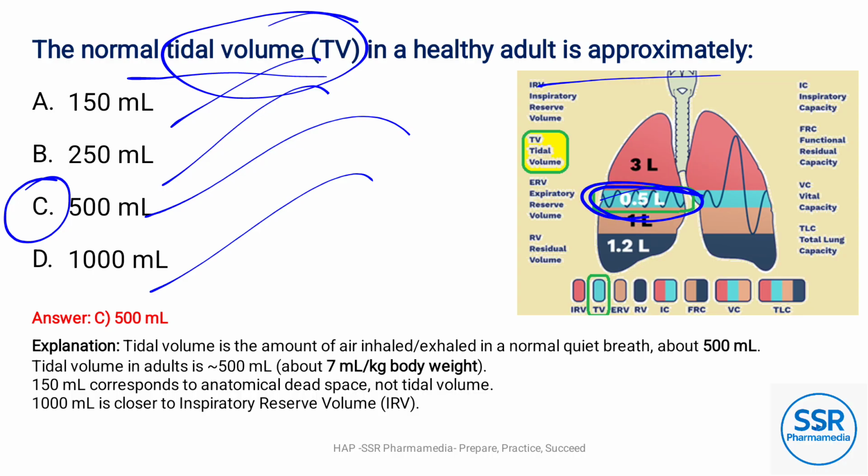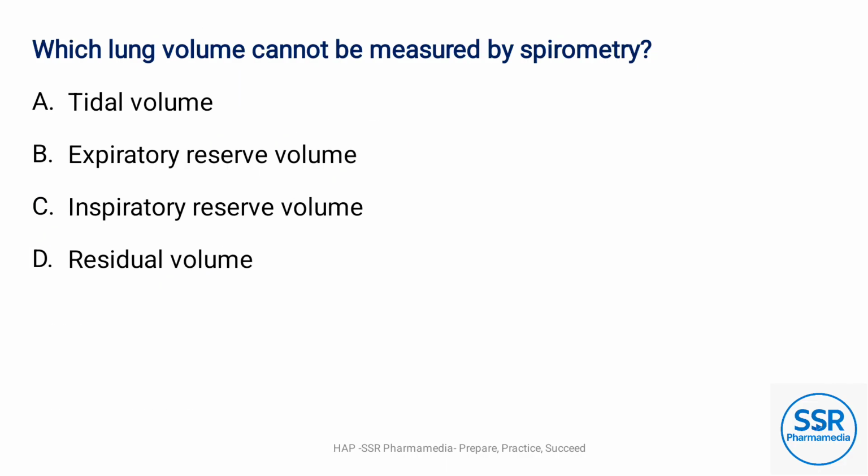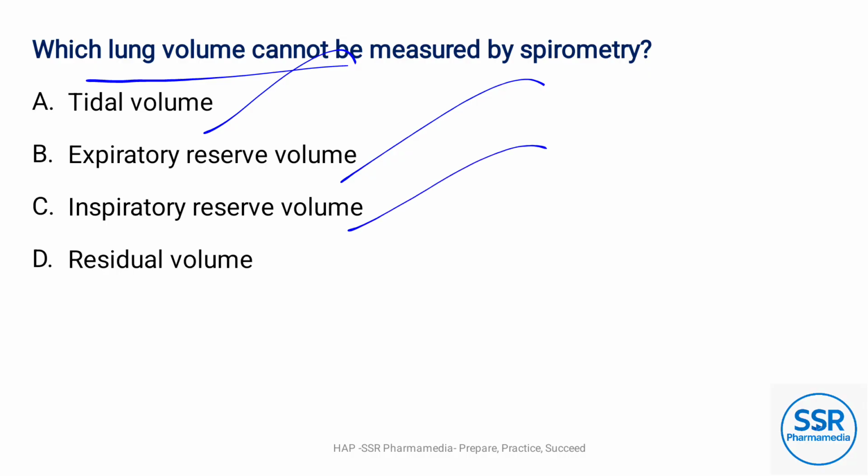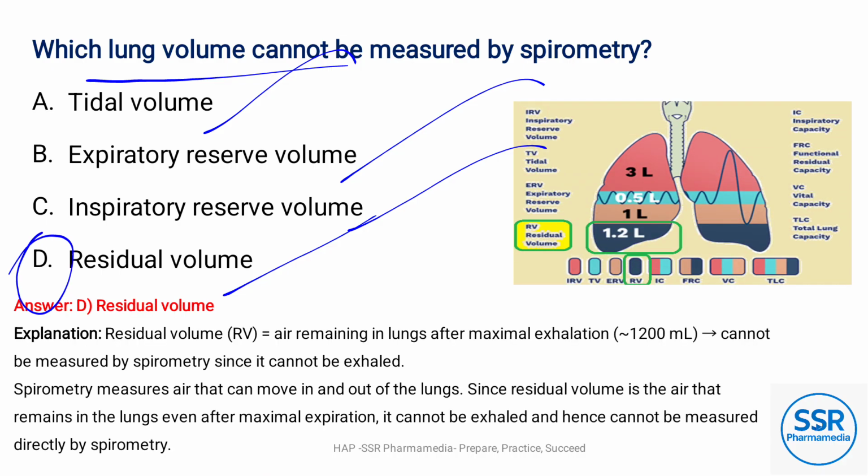It occupies the middle part of the lungs. Next, which lung volume cannot be measured by spirometry? Option A, tidal volume. Option B, expiratory reserve volume. Option C, inspiratory reserve volume. Option D, residual volume. So the answer is option D, residual volume.